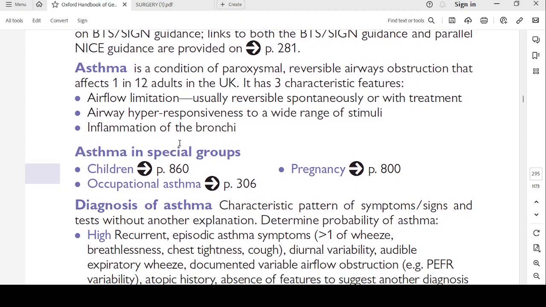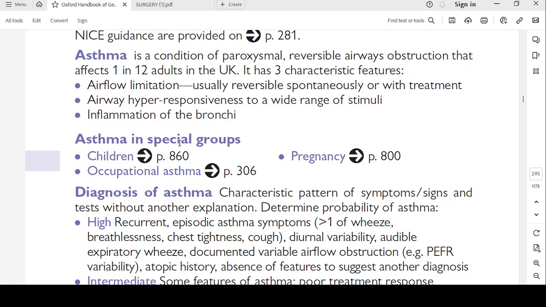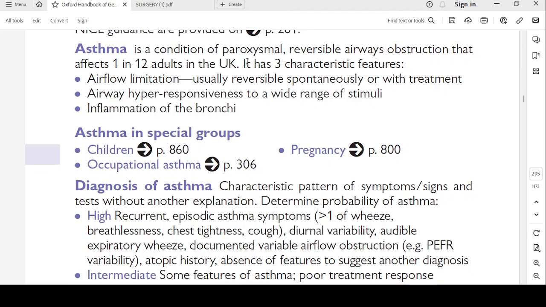Asthma is a condition of paroxysmal reversible airway obstruction that affects 1 in 12 adults in the UK. It has characteristic features: airflow limitation, usually reversible spontaneously or with treatment, airway hyperresponsiveness to a wide range of stimuli, and inflammation of the bronchi. Asthma in special groups are in children, in occupational asthma, and pregnancy.